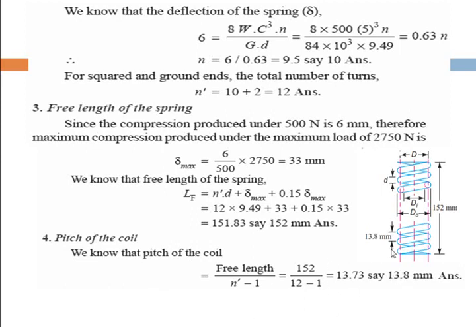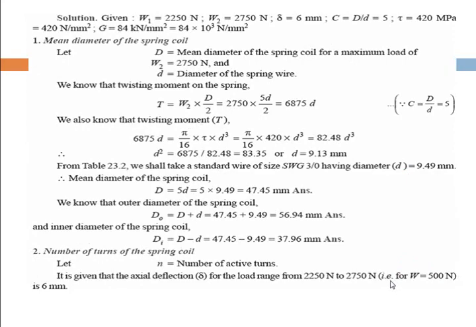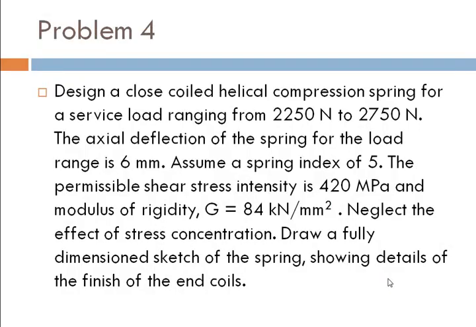After all this, you need to draw this figure by specifying all the dimensions which were asked in the problem. The total length will be 152 mm and the pitch of the coil, the distance from one coil to another coil, will be 13.8 mm. This is how you will do the problem.